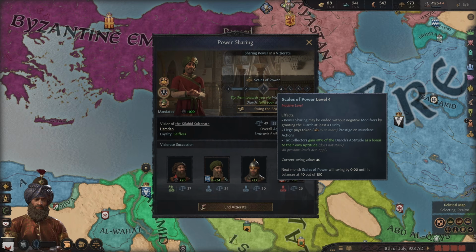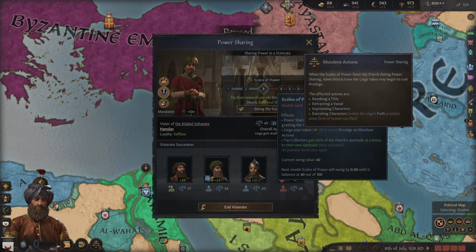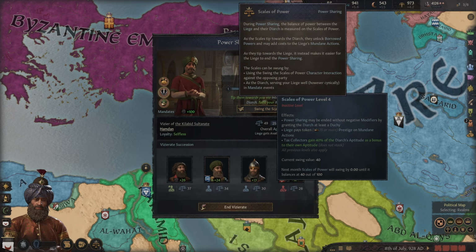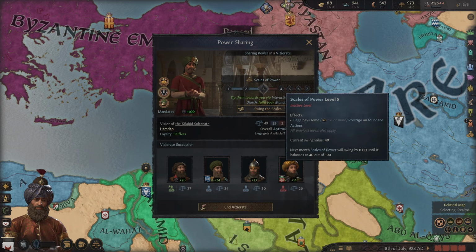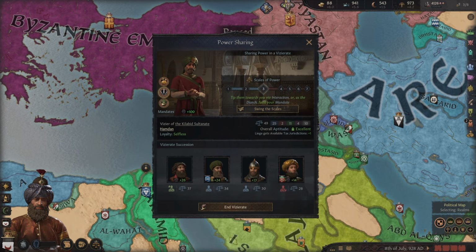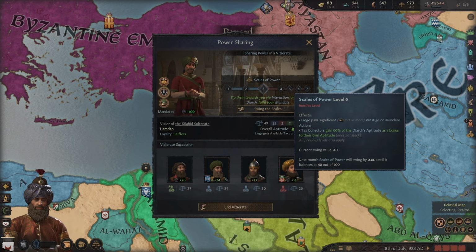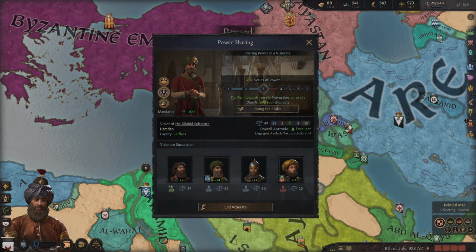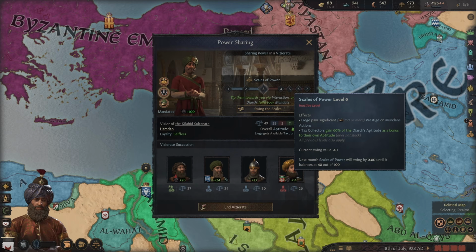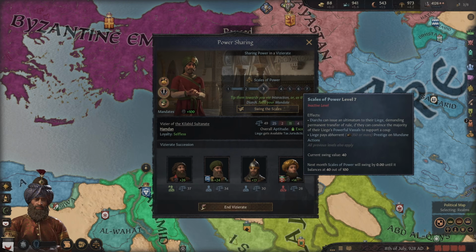At level 4, tax collectors get an even bigger bonus, but you start to pay a prestige penalty to actions you can usually make without costs. And you have to give him at least a duchy if you don't want negative modifiers for dismissing him. At levels 5 and 6, you just get an even larger prestige penalty, though at level 6 tax collectors get the biggest aptitude bonus. And at level 7 you get the maximum prestige penalty and the Vizier can potentially orchestrate a coup.